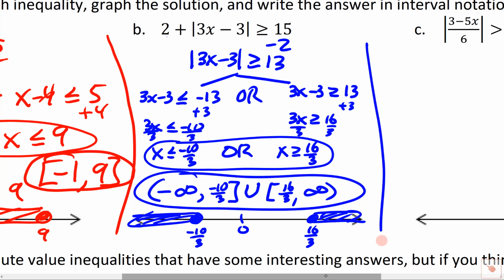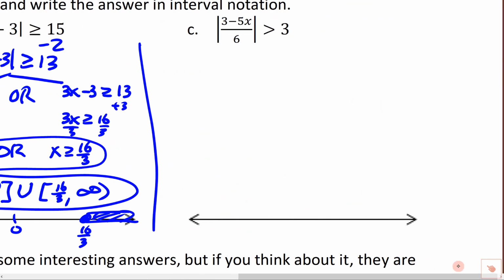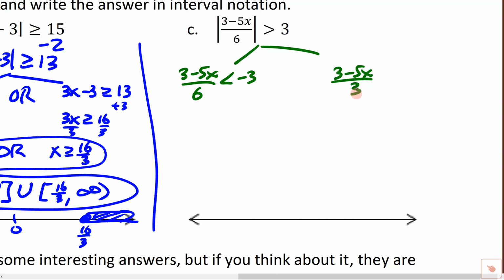So I'm going to go ahead and draw a line here, slide over, and let's take a look at this next one. Already isolated, and we've seen some stuff like this before. So here's what we're going to do. Break that into two pieces, 3 minus 5x over 6 less than negative 3. And this one, we just write it down without the absolute value. So this is going to be greater than 3. Now remember, if this is a greater than, the word that connects those is an or. So either this is true or this is true. If it's an and, they both have to be true, and that's why we're looking for an overlap.